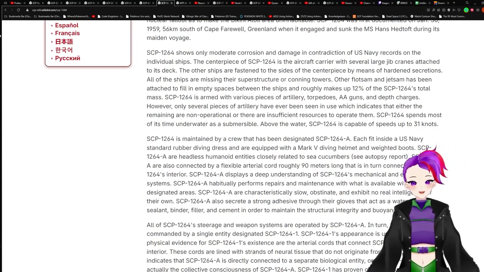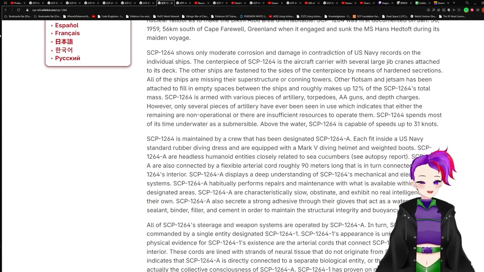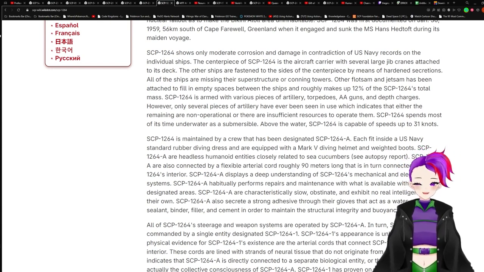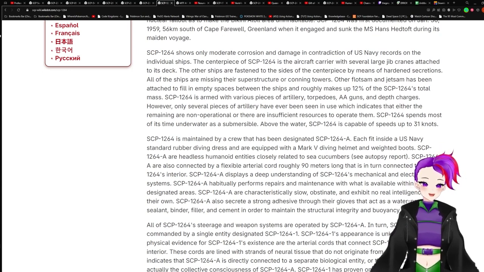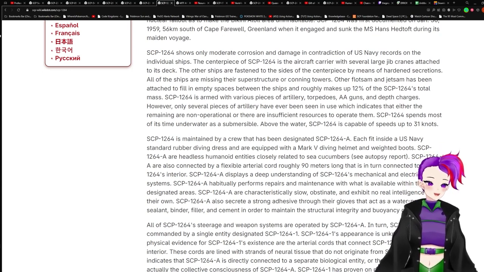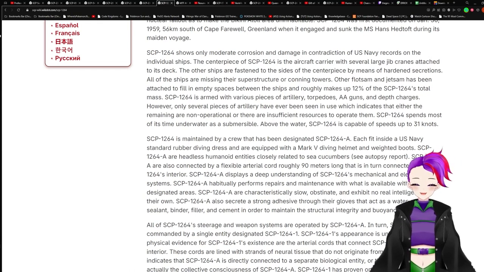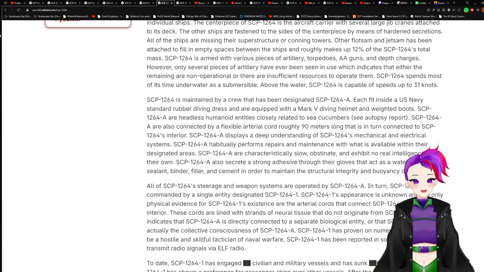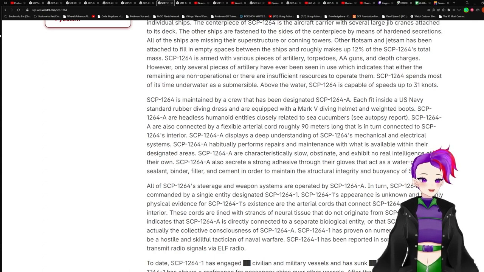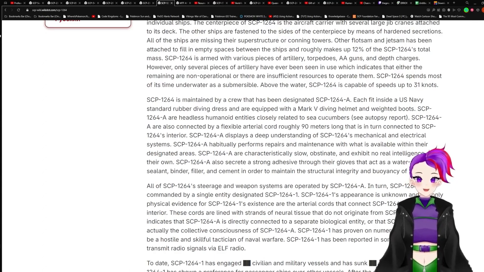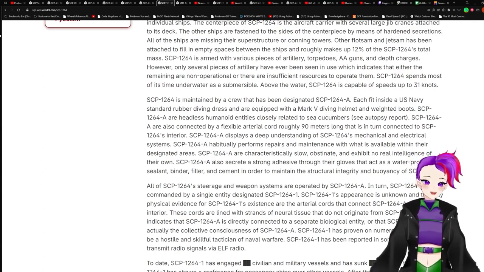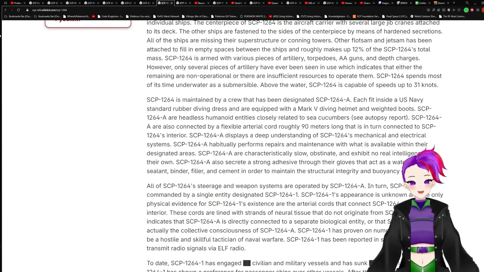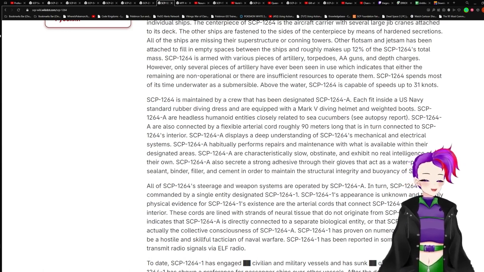All the other ships are missing their superstructure or conning towers. Other flotsam and jetsam have been attached to fill the empty spaces between the ships and roughly make up 12% of 1264's total mass. 1264 is armed with various pieces of artillery, torpedoes, AA guns, and depth charges. However, only several pieces of artillery have ever been in use, which indicates that either the remaining are non-operational or there are insufficient resources to operate them.